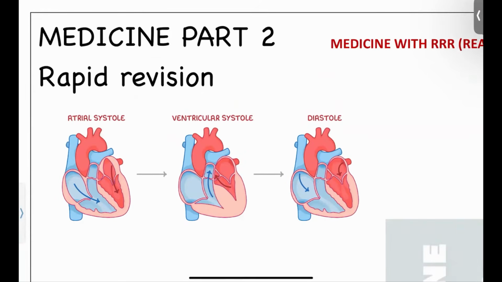Today we are going to discuss the medicine part 2 rapid revision. In this rapid revision, we are going to cover the most important PYQs of cardiology, nephrology and endocrinology. So let's start our discussion with the basics, then pathology.